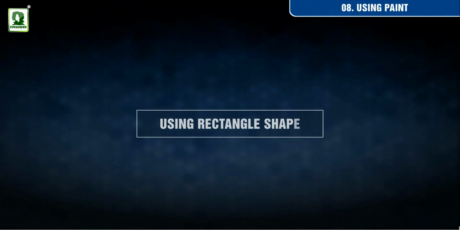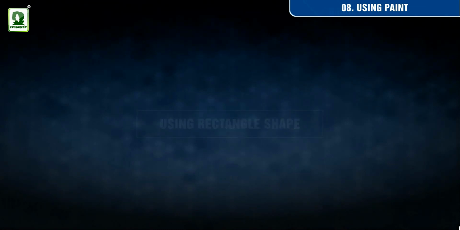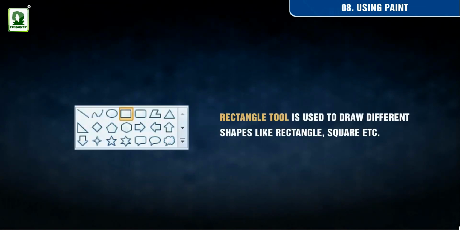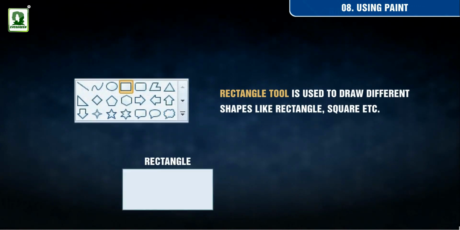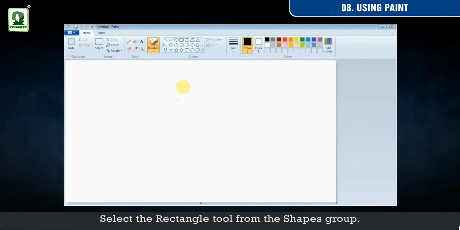Using rectangle shape. Rectangle tool is used to draw different shapes like rectangle, square, etc. Select the rectangle tool from the Shapes group.